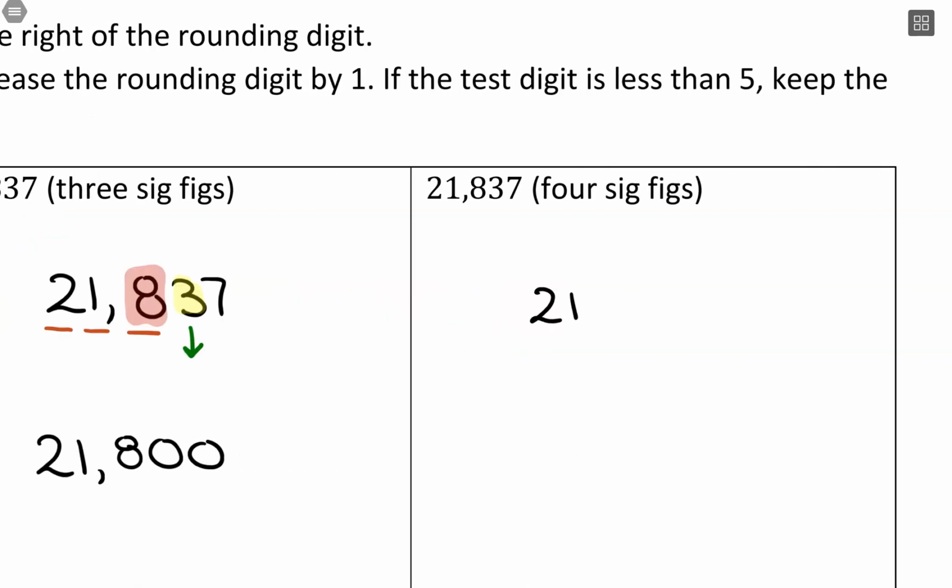And then 21,837, and we want 4 significant figures. So we're going to go from the left, 1, 2, 3, 4. And with that, 3 is our rounding digit. And then to test whether we round up or down, I'm looking at the 7. Because 7's large, that means we're rounding up. So I'm going to have the 21,800, and that rounding digit is going to become a 4, and then we'll have a 0. And that'll give me 4 significant figures.